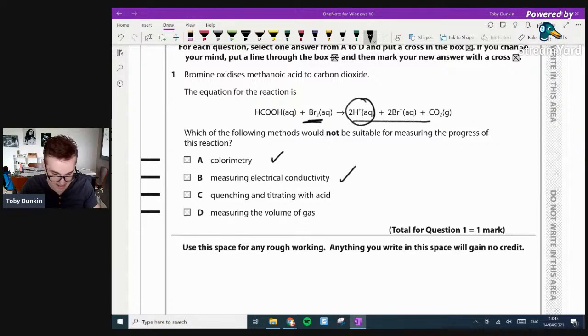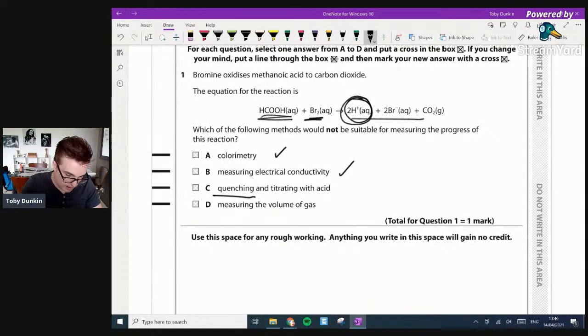Quenching and titrating with acid. Now, that one, looking at the equation, is not appropriate. The reason being is, if you're quenching, the word quenching means to stop. Now, in this case, what they'd probably be doing is looking to remove the H+ from the reaction, and they'd be doing that with a base. Now, that wouldn't be particularly appropriate because it would also affect the amount of carboxylic acid that's left over at the end. So that one would not be appropriate.